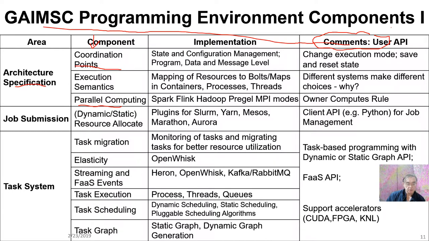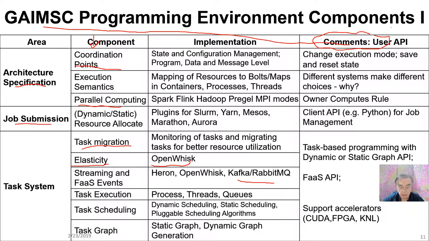We have job submission where we want to use Slurm and Yarn and Mesos and Marathon and Aurora. These are all job submission systems together with, of course, Kubernetes and Mesos. We need to have task migration if necessary. That's not going to be in the initial version of Twister2. Elasticity will also not be in the initial version. There we can probably get the capability from OpenWhisk. Streaming is in the current released version with Storm, which is the same as the Heron API. And we use Kafka or RabbitMQ.